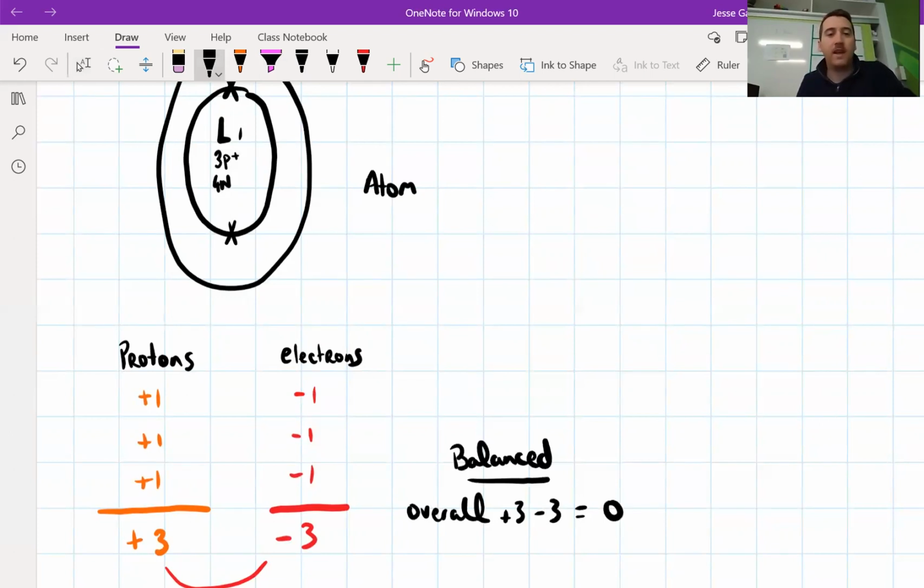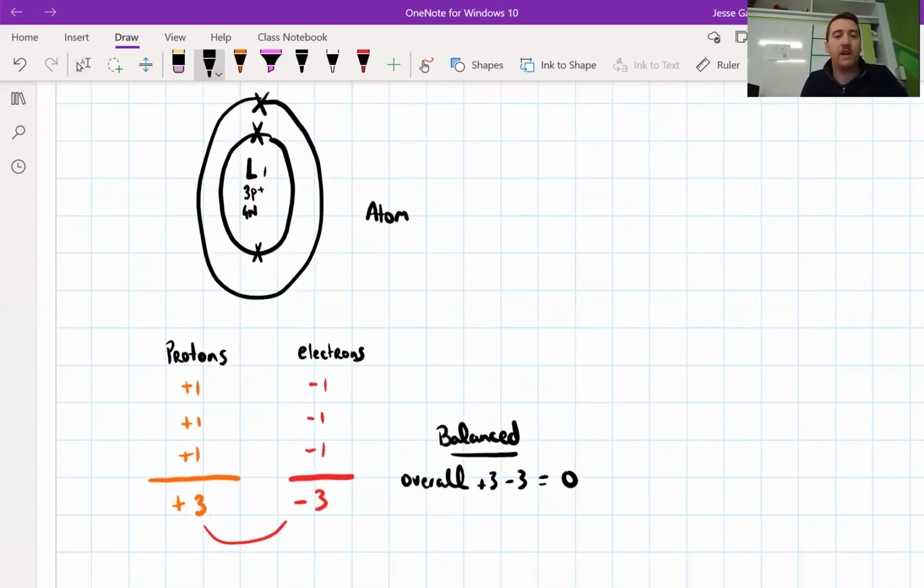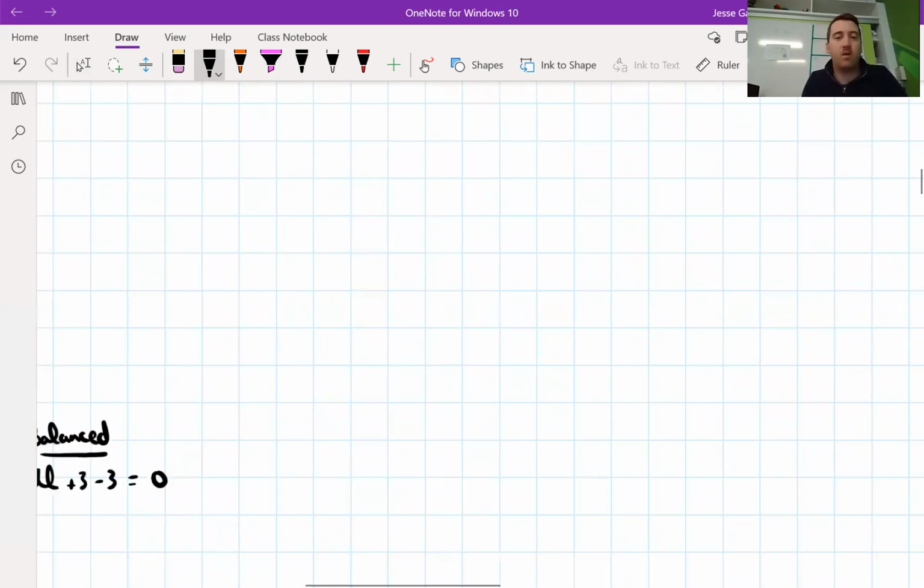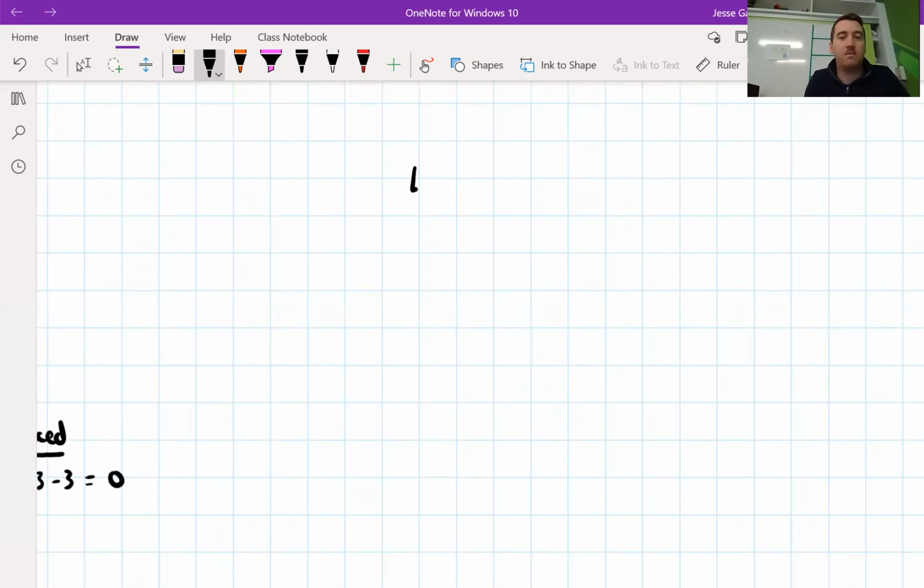But what we did say is that the number of electrons can change. The protons will never change, but the number of electrons can. So let's look at a scenario where we've got a lithium atom, and again there are still 3 protons and 4 neutrons, but let's say the atom has lost an electron and now only has 2 electrons. So the one in the outer shell is gone.